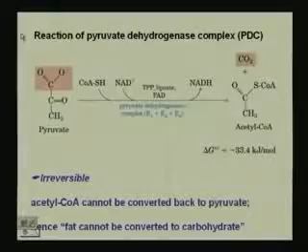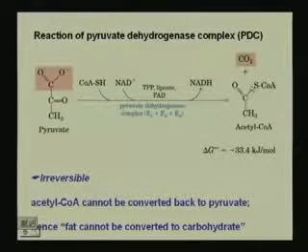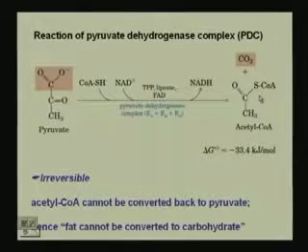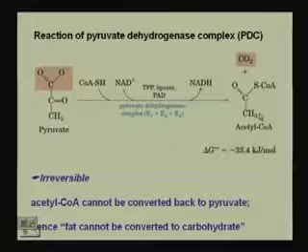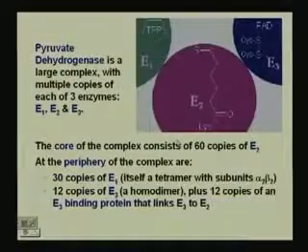So, we can get from pyruvate to carbohydrate, and had this step been reversible, since acetyl-CoA is formed from the breakdown of fatty acids, we should have been able to obtain carbohydrate from fats. But that is not possible due to the irreversibility of this step.